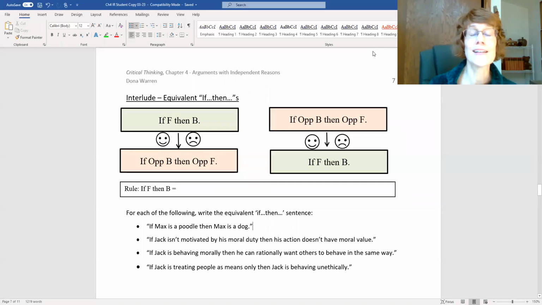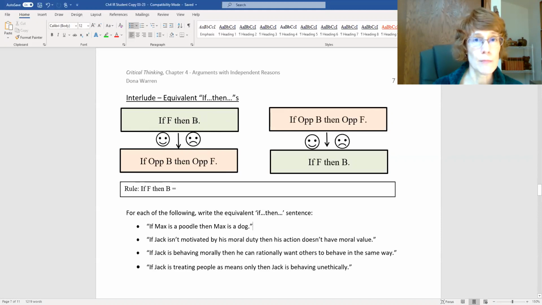Okay, let's take a little break and get another logic fact that can be incredibly useful going forward. I would like us to consider these two arguments. Now, I know there's no words. It's not like Max is a poodle, Max is a dog or anything, but we can figure this out. We can use what we know about the argument forms to decide whether this inference is good. So let's take a look at this one first.